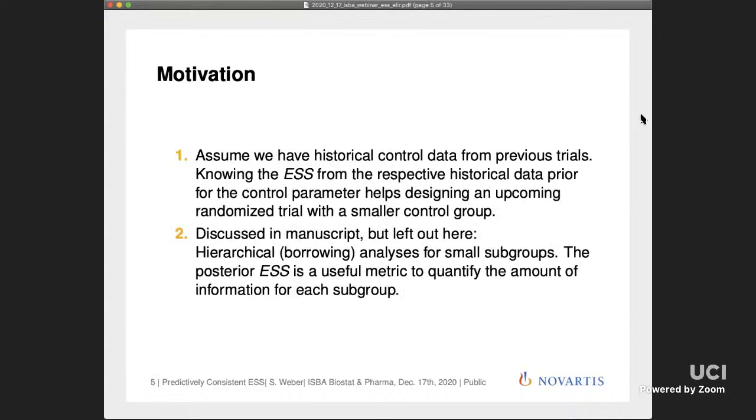The motivation behind this problem is that we often have historical control data from previous trials. Knowing the ESS from these respective historical data, as it is represented in an informative prior for some control parameter, is certainly helpful to design a future trial. There's another motivation which we discuss in our manuscript, but I'm going to leave it out here for time reasons, which is hierarchical borrowing or analysis for small subgroups. When you conduct such an analysis, it is of interest in the posterior to know the ESS for each subgroup to quantify the amount of information the analysis brings for every subgroup.